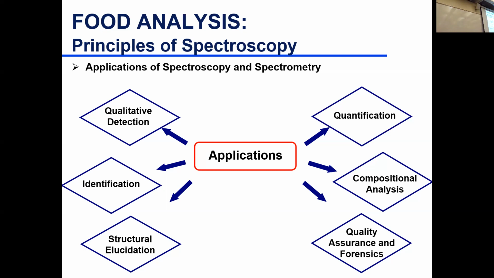With quantification, we can be looking at composition analysis. We can be looking at quality assurance and forensics, looking at components within the sample to determine its quality. Or you can do quantification, not just necessarily for your general composition or macromolecules. You can do micromolecules. You can do a whole range of chemical characterization and composition analysis using spectroscopy.